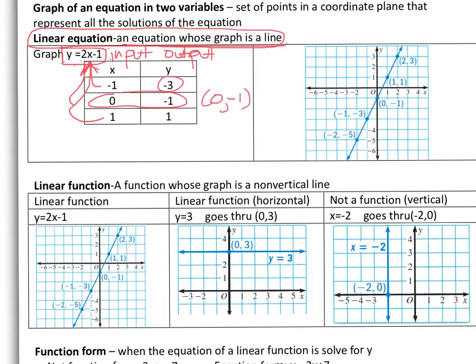And here we have the points: (negative 1, negative 3), (0, negative 1), and (1, 1). Connect the dots. Technically, you only need 2 points. But to be more accurate, it would be nice to have 3.